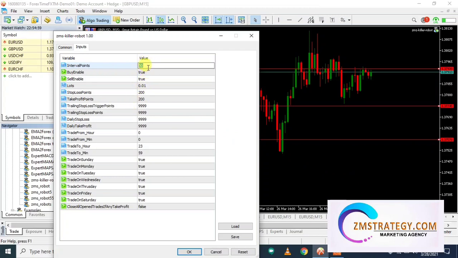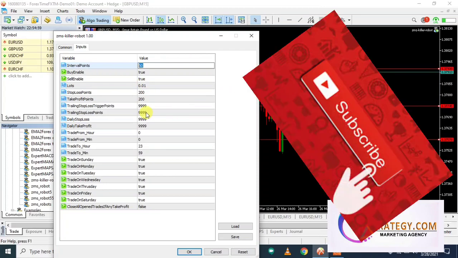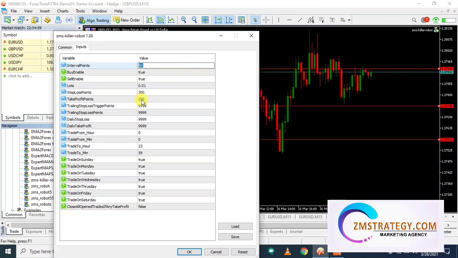The interval point is that before the first trade, we hit the take profit of about 200 points. The robot would have taken an additional 3 trades before it hits the take profit, so that immediately the market is moving in the direction of the trade, the robot will keep on adding trades to boost your profit. So that is the idea of this interval point.